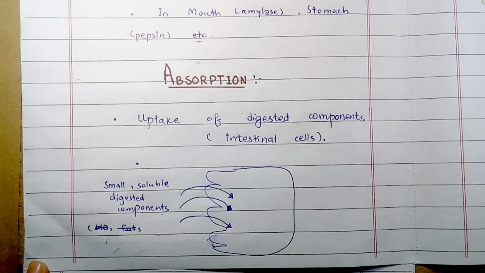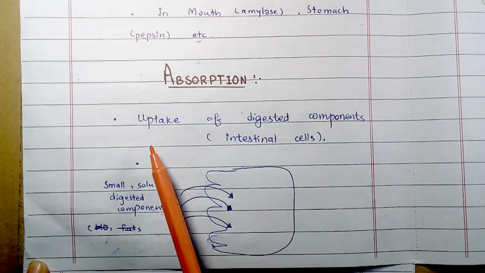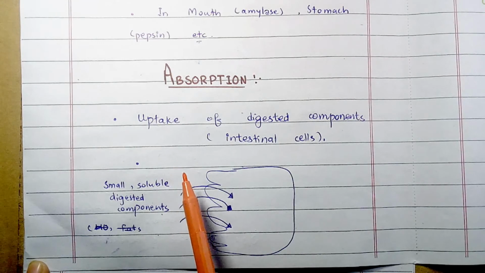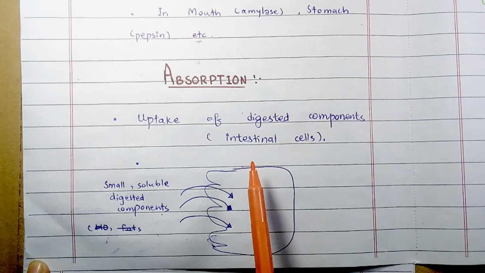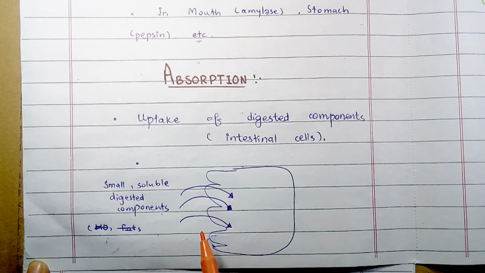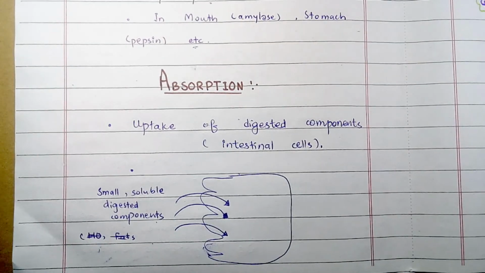Then moving toward absorption. The second functional component of the digestive system is absorption. Absorption is the uptake of the digestive components by the intestinal cells. This is the process by which the small soluble components produced by the digestion of large molecules enter the intestinal cells, or enterocytes. There are certain mechanisms for the absorption of carbohydrates, proteins, and lipids. Absorption is of two types: nutrient absorption and water or mineral absorption.